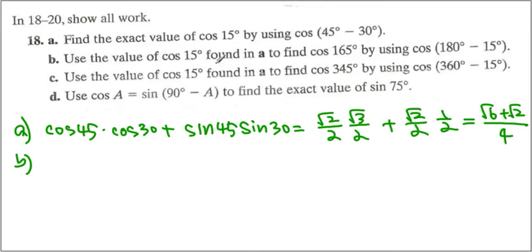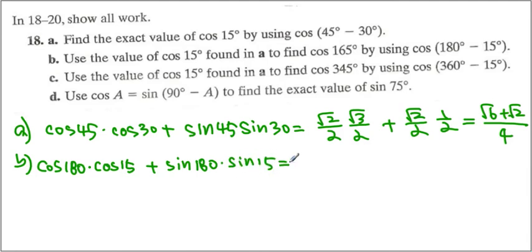Use the value from here, which we already have done, and then they want us to find the cosine of 165 in this manner. Then we end up getting cosine of 180 times cosine of 15 degrees plus sine of 180 times sine of 15 degrees. Now, as we know, sine of 180 is in fact equal to 0. So this portion becomes 0. So the only thing that's left here is this.